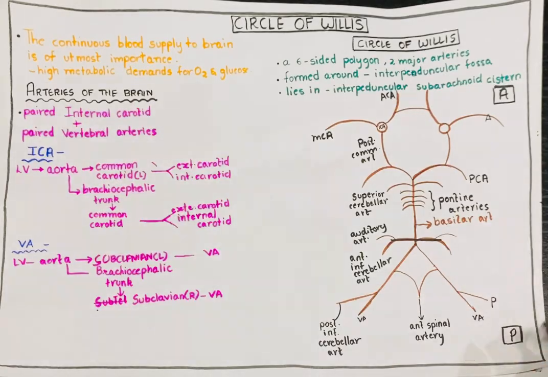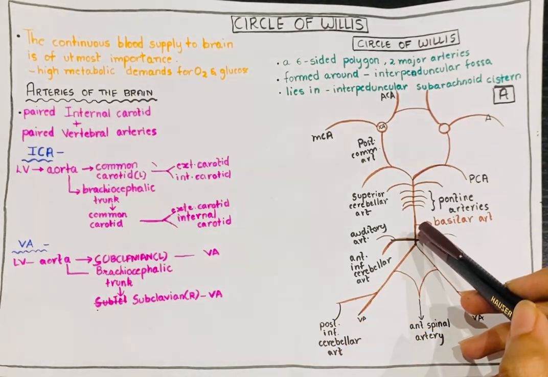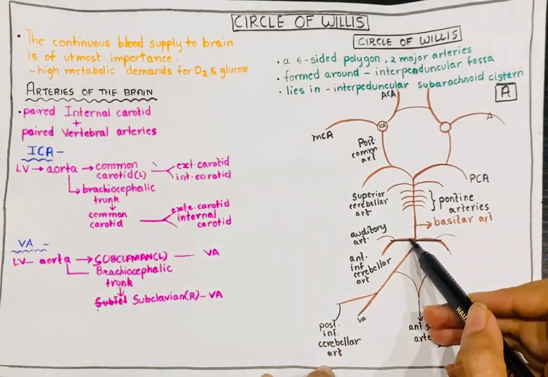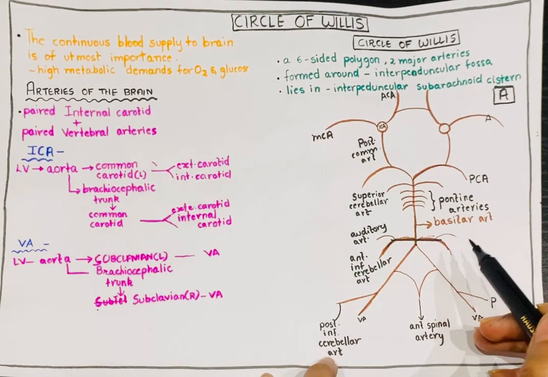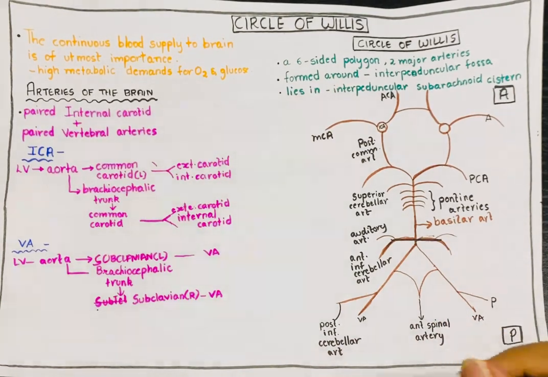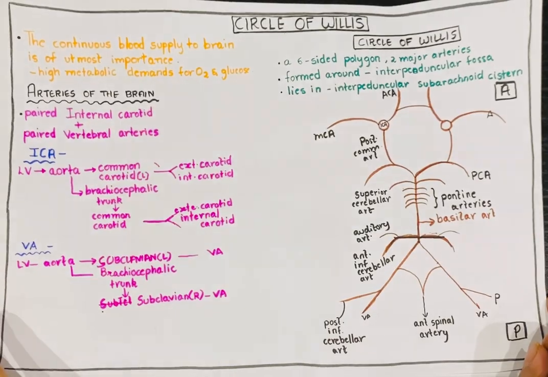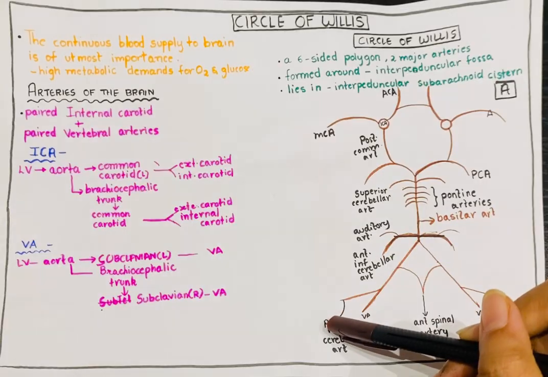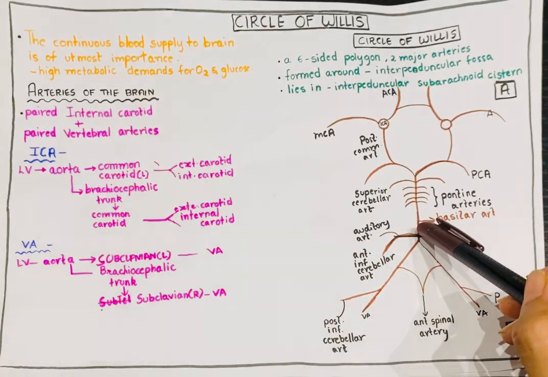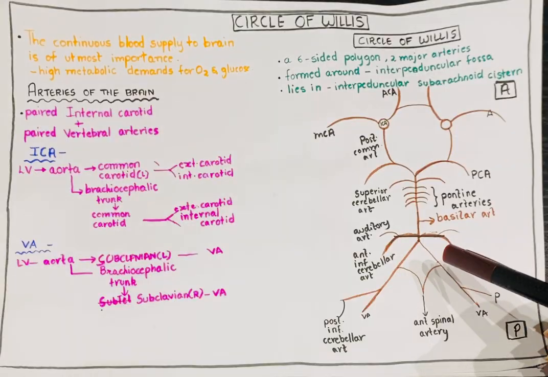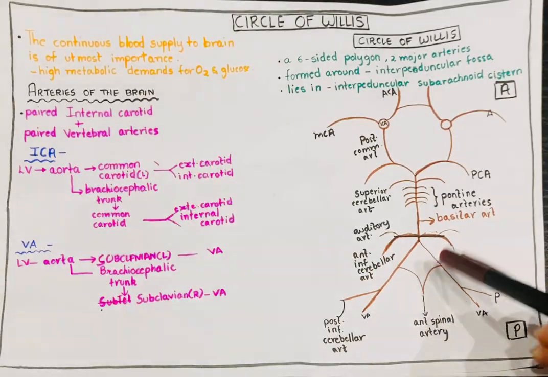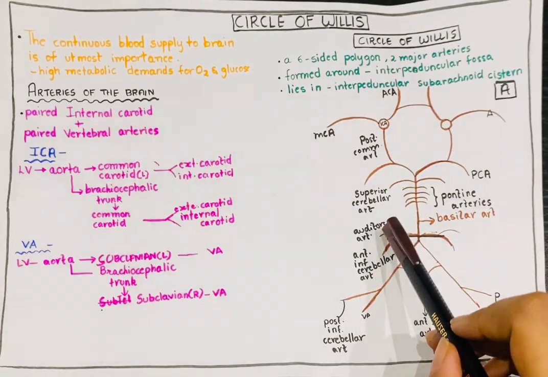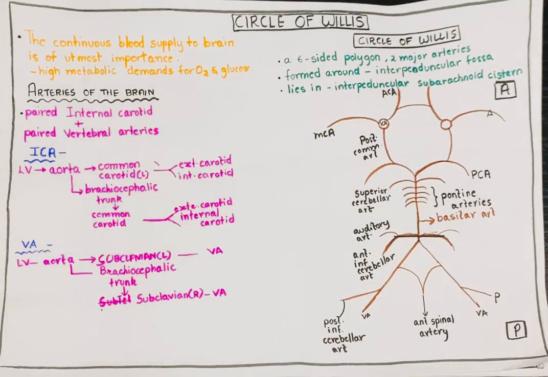Now, from the basilar artery, we have certain branches arising. First of all, here we have a branch which is the anterior inferior cerebellar artery. We already learned about the posterior inferior cerebellar artery right over here. Now we are learning that from the vertebral artery arises the posterior inferior cerebellar artery. From the basilar artery arises the anterior inferior cerebellar artery. Another branch which is going to arise from the anterior inferior cerebellar artery is the auditory artery, also known as the labyrinthine artery.